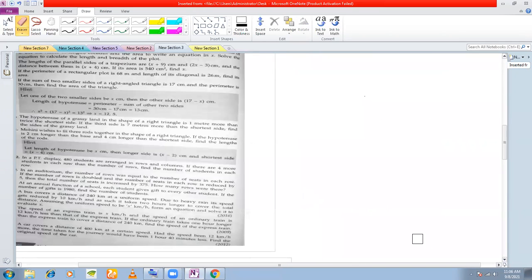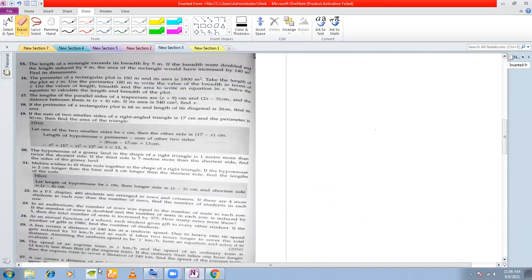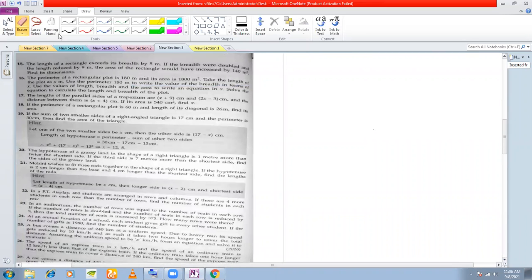Number 22. This is our question number 22. The question is, in a PT display, 480 students are arranged in rows and columns. If there are 4 more students in each row than the number of rows, find the number of students in each row.